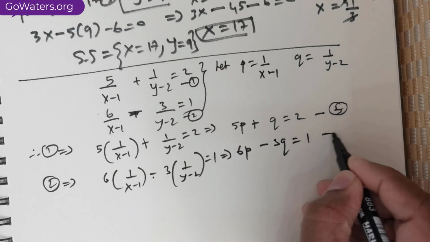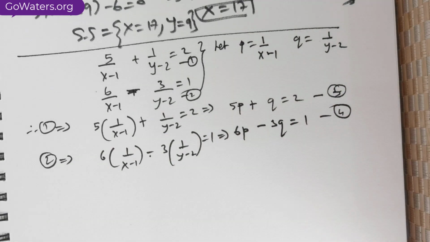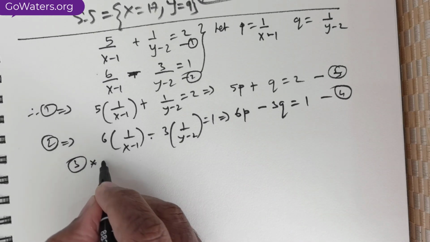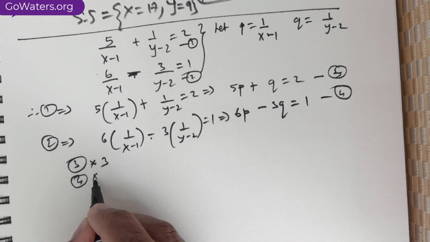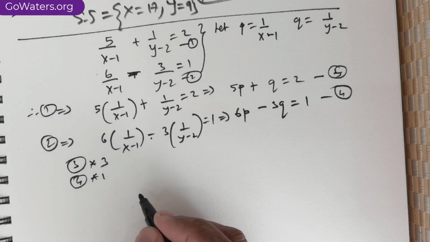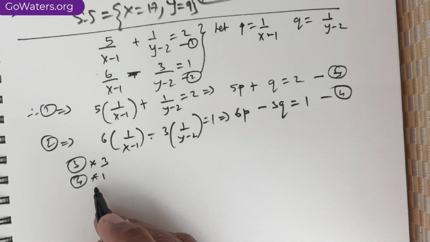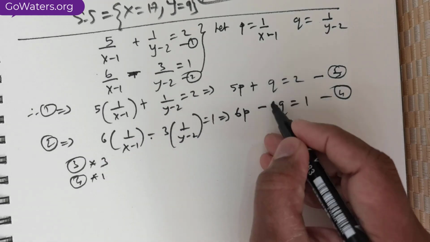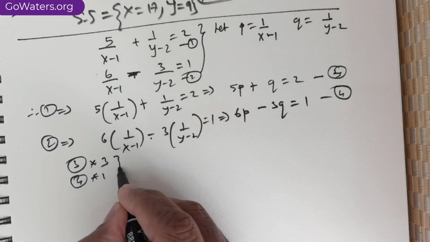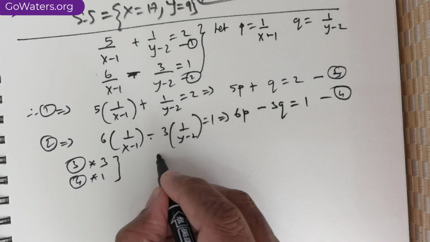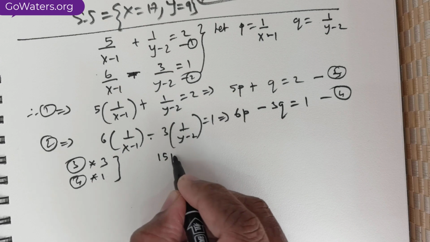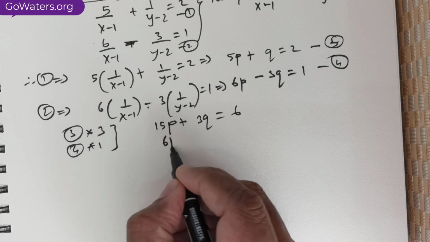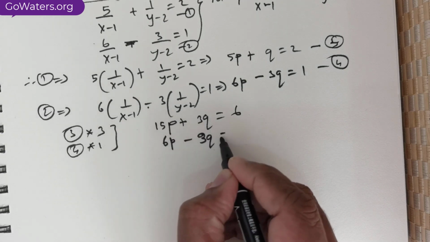I'm taking it as 3 and I'm taking it as 4. So now you can simply solve it. There wouldn't be any issue. What I'm going to do is take 3 and multiply it with 3 and 4 multiply it with just 1. You can either do it like this or you can multiply with a negative sign, but I don't want to do that. I just want to ensure the coefficients are the same. That's the priority. So 3 times 5, that's going to be 15p plus 3q is equal to 6. This is going to be 6p negative 3q is equal to 1.